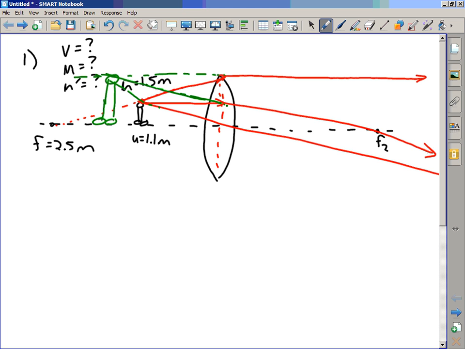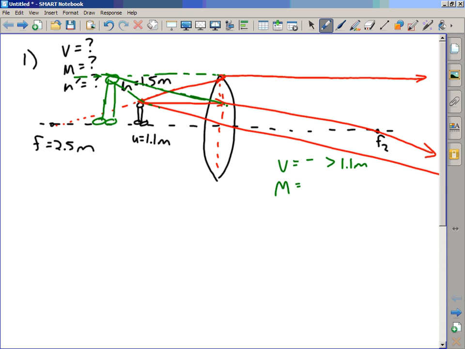Please give me what you expect from the image distance. Positive or negative? Should be negative. Good. Anything else that we know about image distance? I think that it will probably be greater than 1.1 meters, right? It's behind the object.